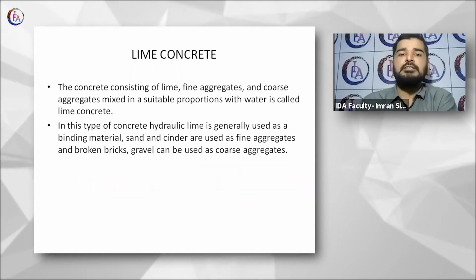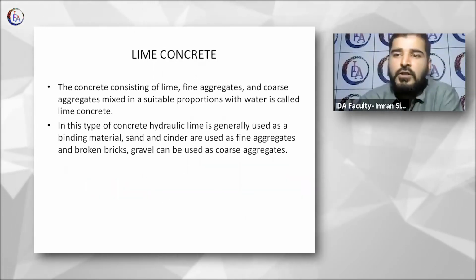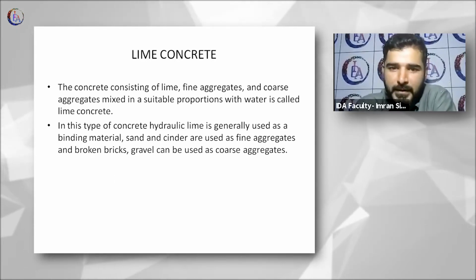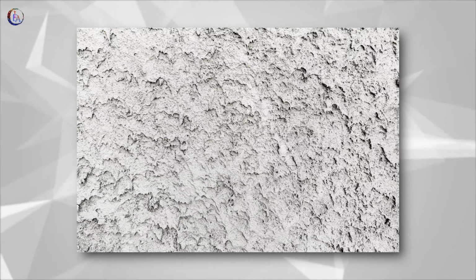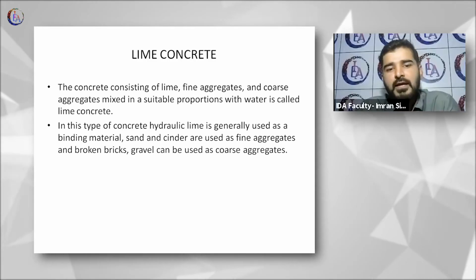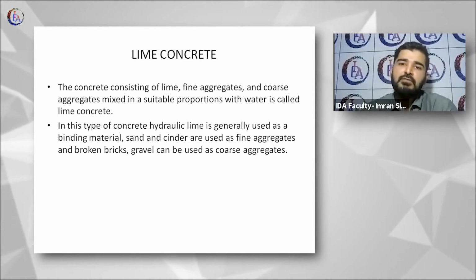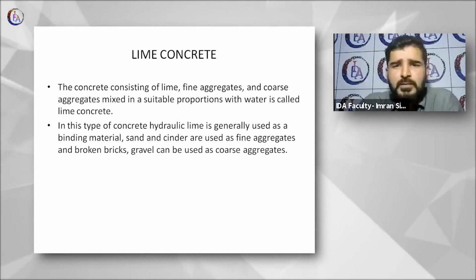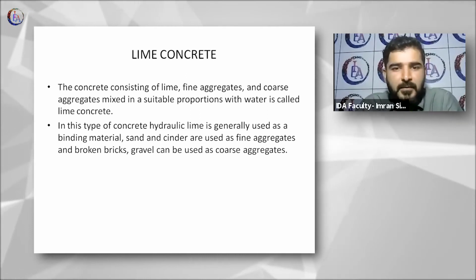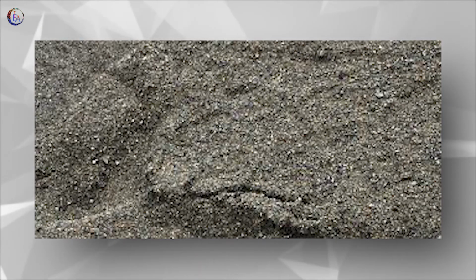And the second classification on the basis of binding material that is used is lime concrete. Lime concrete is not majorly used as a binding material, but only in those places where cement is not easily available, lime is used as a binding material with sand and aggregates.